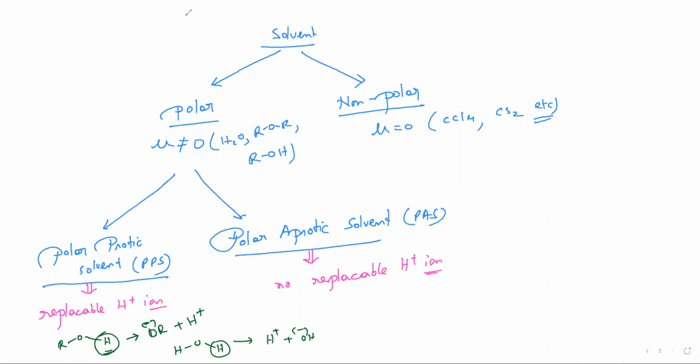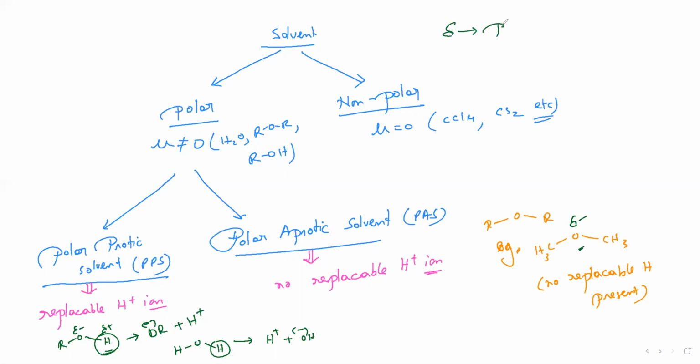Now go to the polar aprotic solvent. In a polar aprotic solvent, no replaceable hydrogen is present. If you take ether, for example dimethyl ether CH3-O-CH3, here the hydrogen is attached to carbon, and carbon is not an electronegative element. That's why no replaceable hydrogen is present. For polar protic solvents, oxygen is electronegative, so we can write delta minus as well as delta plus. Delta minus is basically partial negative; delta represents partial charge.